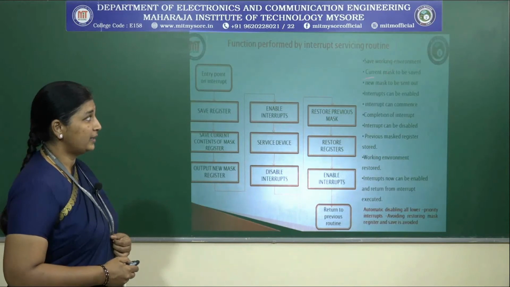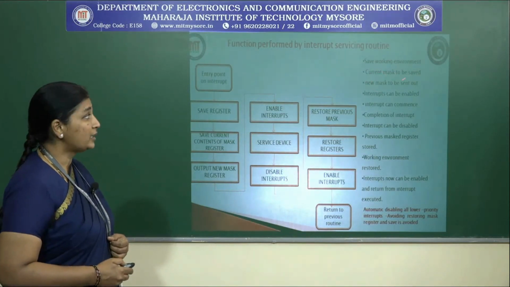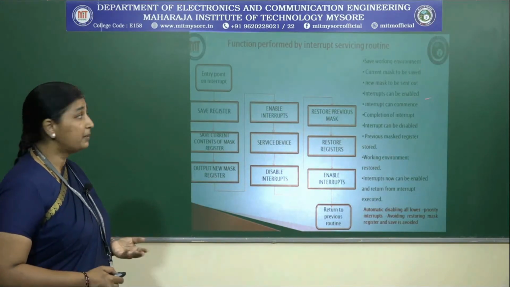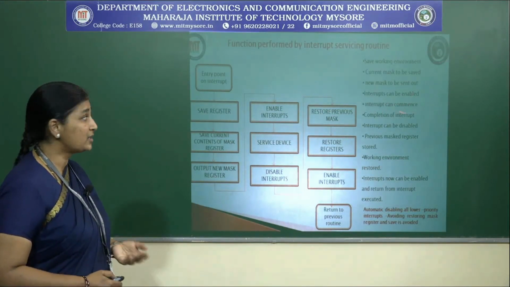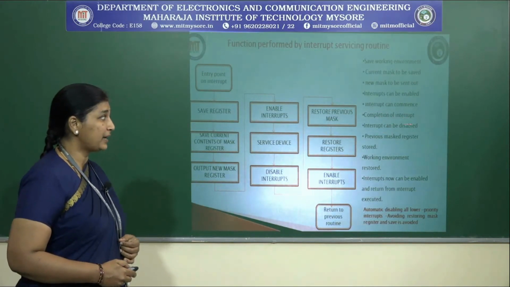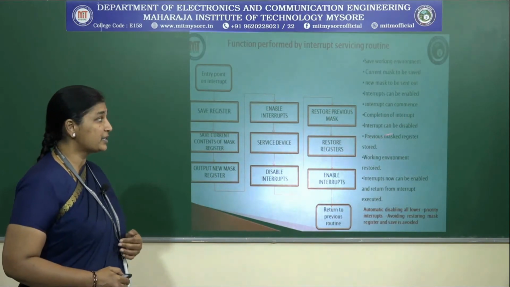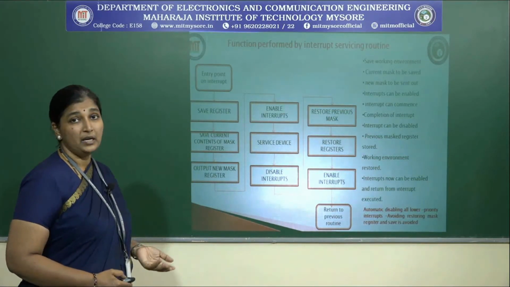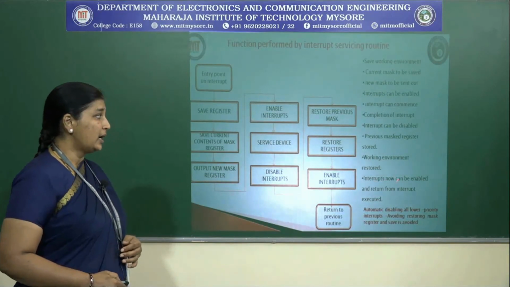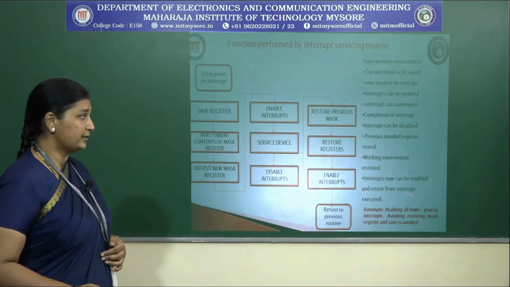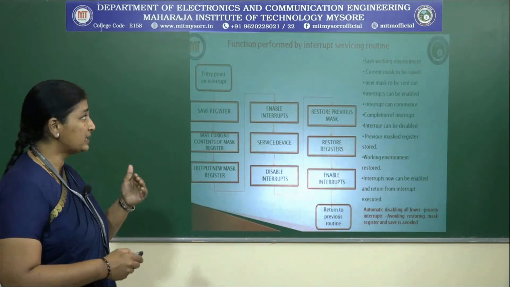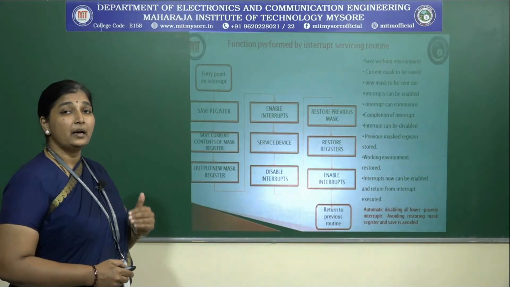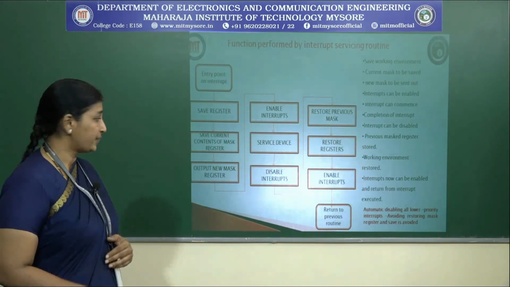First save the working environment, then it says current mask to be saved, new mask to be sent out, interrupts can be enabled, then the interrupt can be commenced, then on completion the interrupt can be disabled, then the previous mask register can be stored, then the working environment has to be restored, the interrupts now can be enabled and return from the interrupt executed. So these are the flow, or you can say the steps of sequences that will be dealt with by a masking register. Okay.